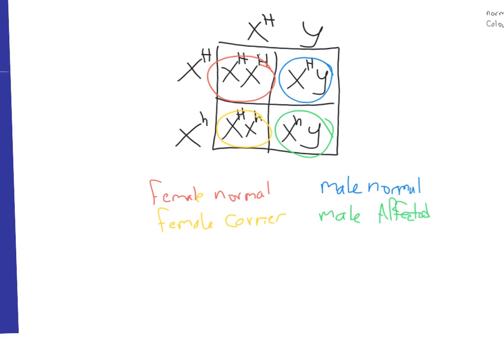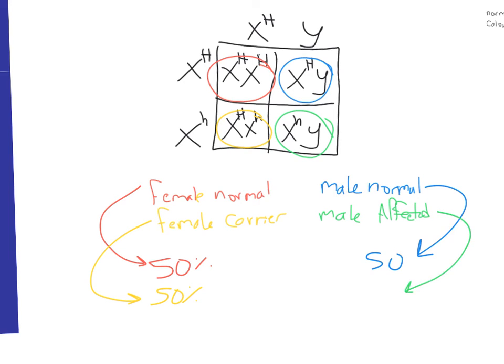You can analyze these results a few different ways. You can say that 50% of females are normal, 50% are carriers. You can say that 50% of males are normal, and 50% are affected. You can say that 25% of the children will be male and normal, 25% will be male affected, 25% will be female normal, 25% will be female carriers.